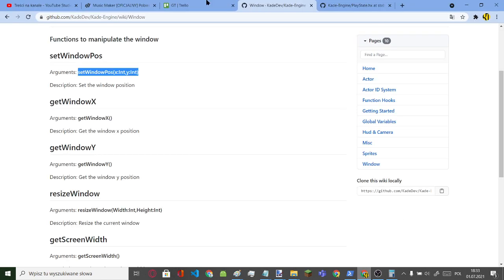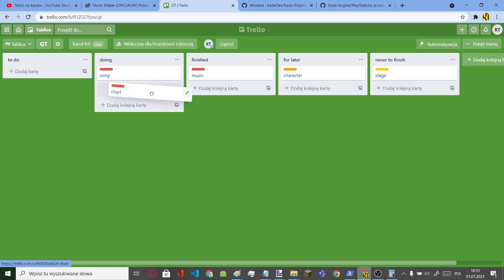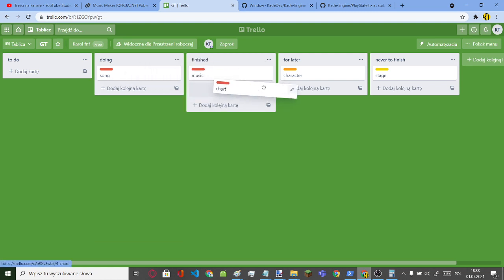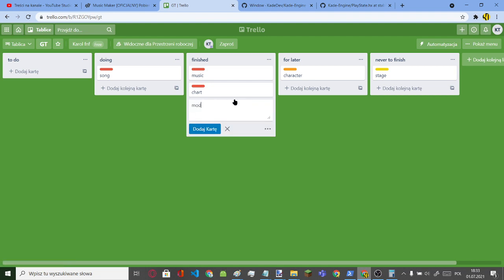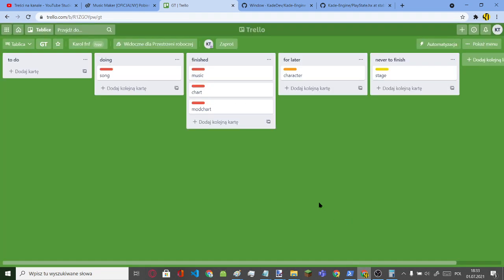So yeah, let's get to some polishing, like our mod project. Maybe our, I don't know. Let's chart is finished. Same with mode chart. Hector, we need to finish this stage.